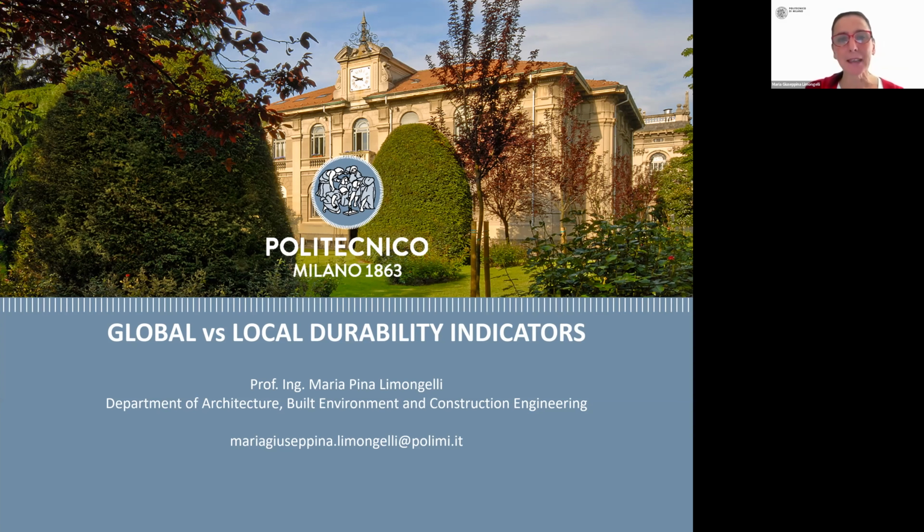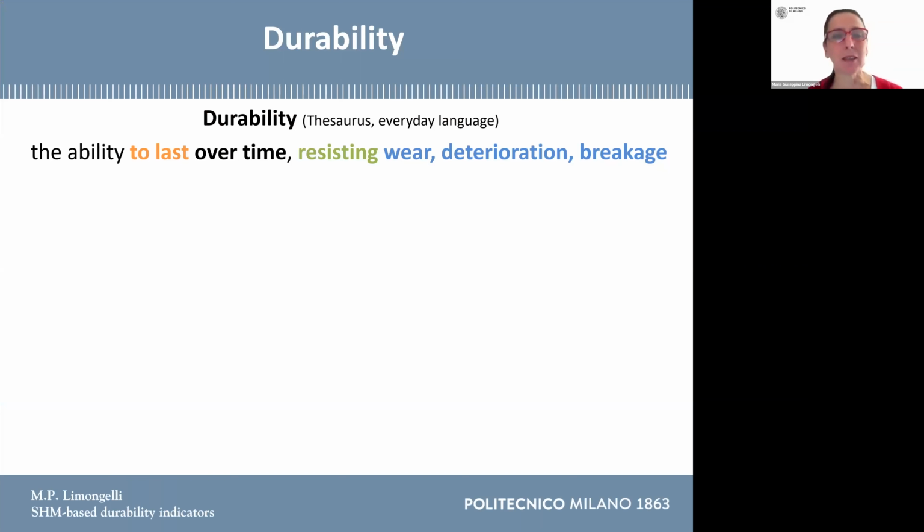But I think we, first of all, need somehow to agree on the meaning of durability indicators. So first of all, what is durability? If we look at everyday language, and this definition is from the dictionary, durability is defined as the ability to last over time, resisting wear, deterioration, and breakage.